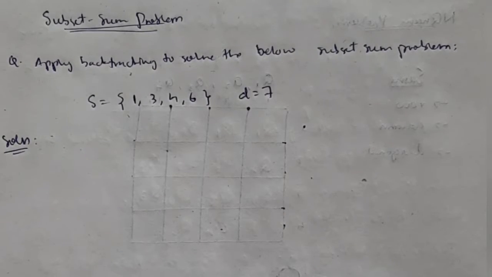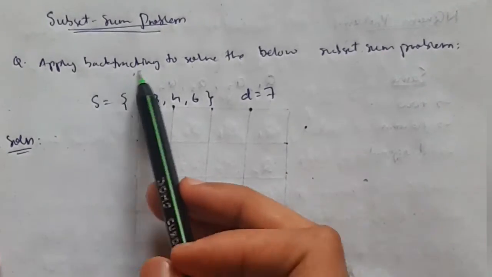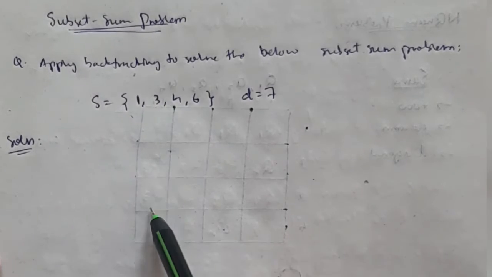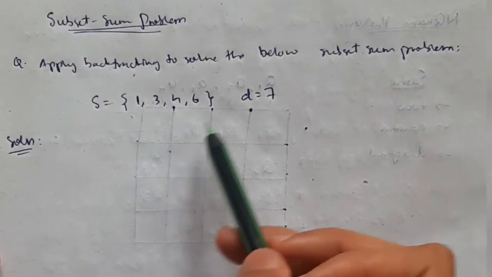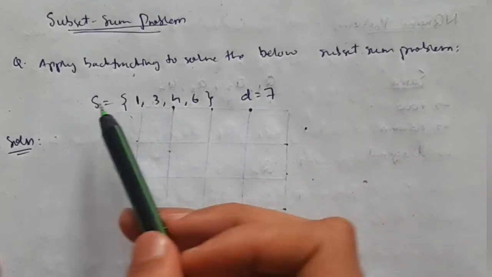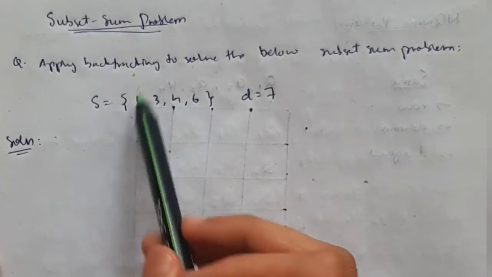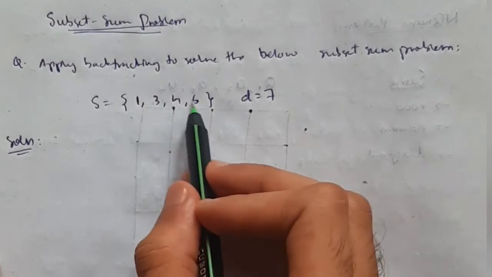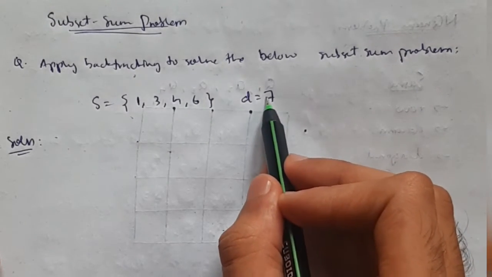Okay, this is the next one, which is the subset sum problem. So the question will be of this type: apply backtracking to solve the below subset sum problem, and you will be given a subset here. In this subset we have 4 elements: 1, 3, 4 and 6, and we have been given D as 7. Let's look at what this is and how to solve the subset sum problem using backtracking. Now see, the subset sum problem means you have to choose elements from this set such that the sum will be exactly 7.